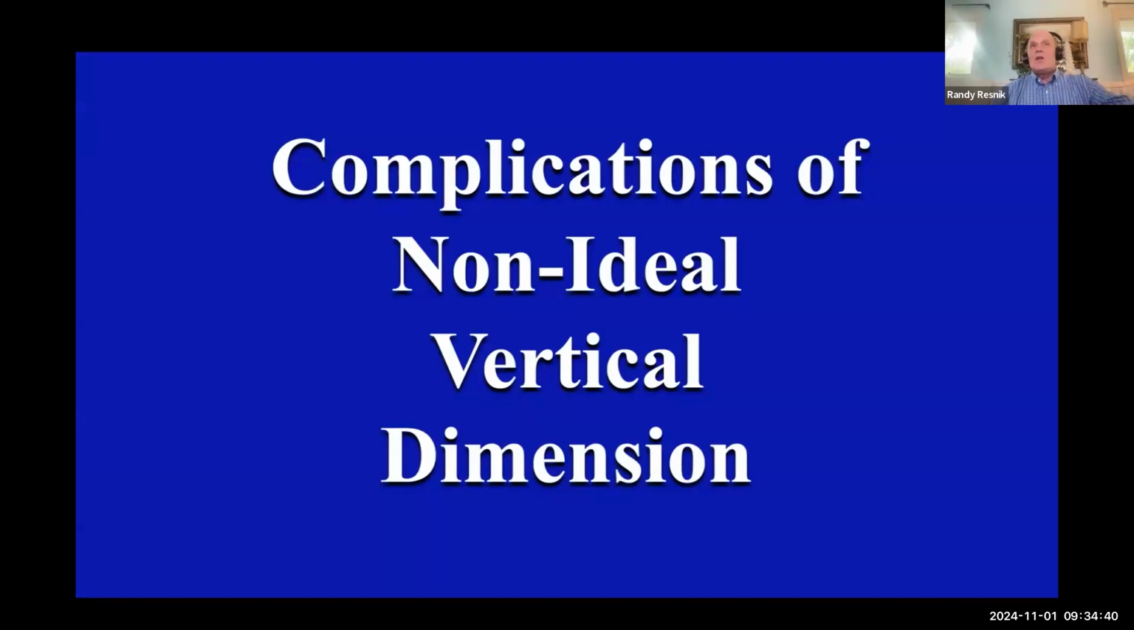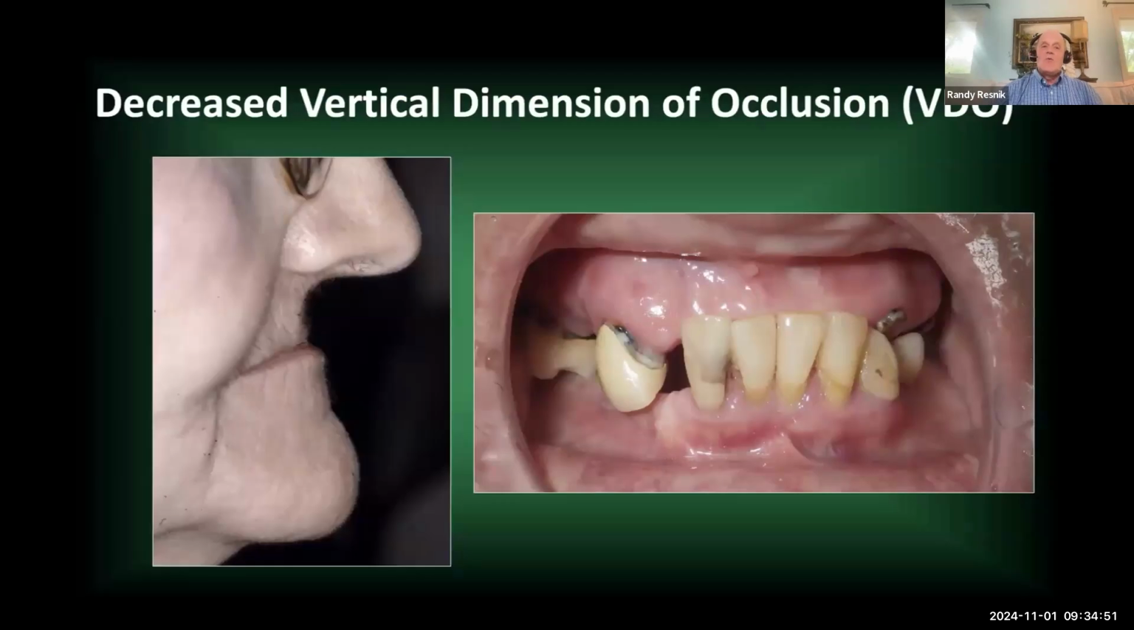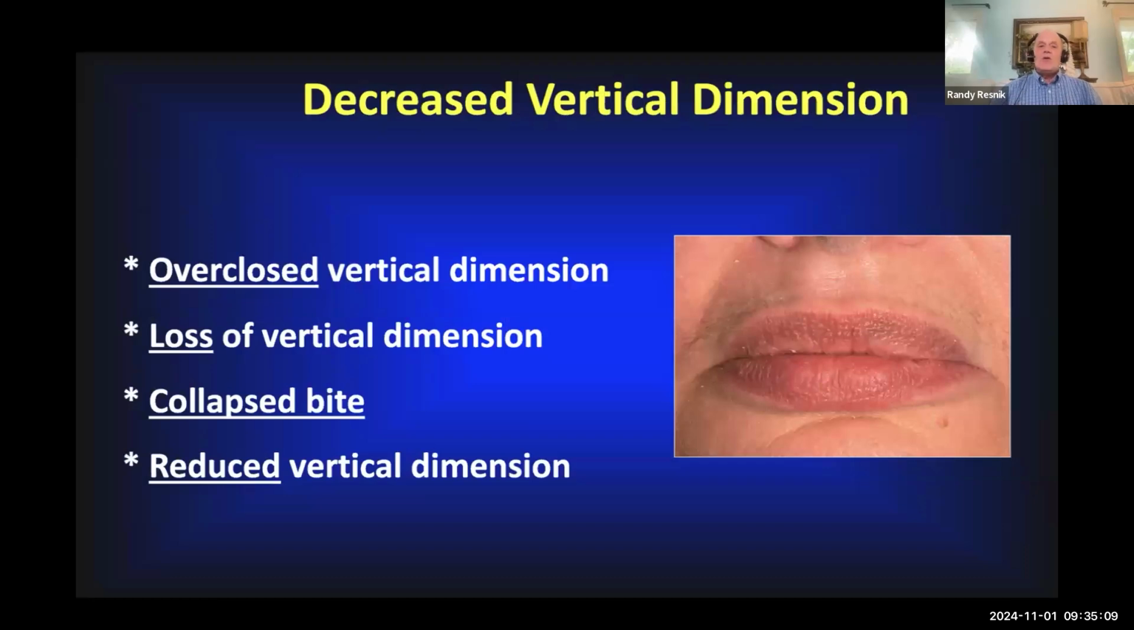So now that we know what vertical dimension is, let's talk about what is so wrong if the patient has a non-ideal vertical dimension. What's the problem with that? Well, first of all, if we have someone like this, a decreased collapse bite, decreased vertical dimension, where obviously it is when you see the maxillary teeth hitting the mandibular ridge, or where the chin, the lower 1/3 of the face is sunken in.